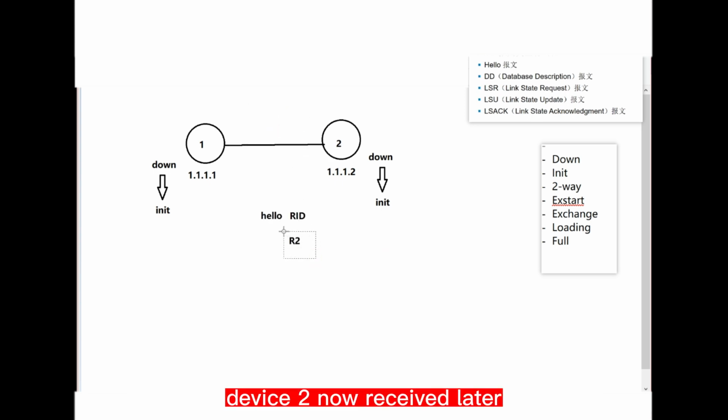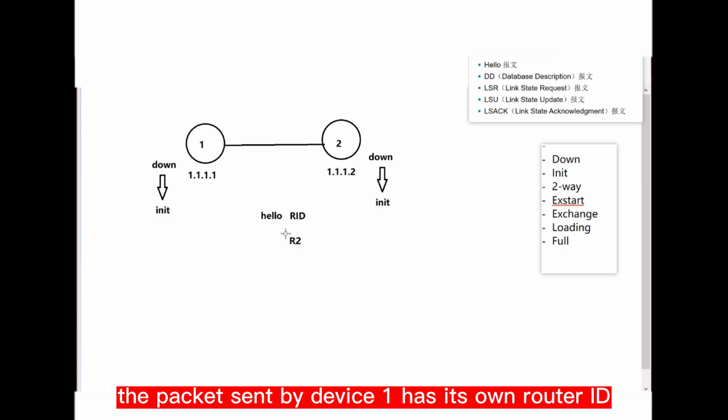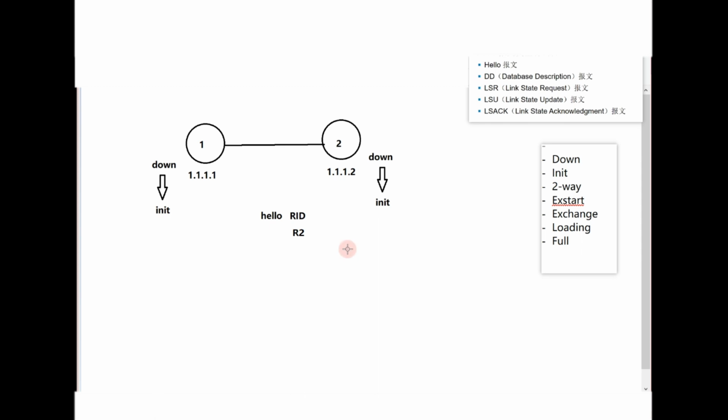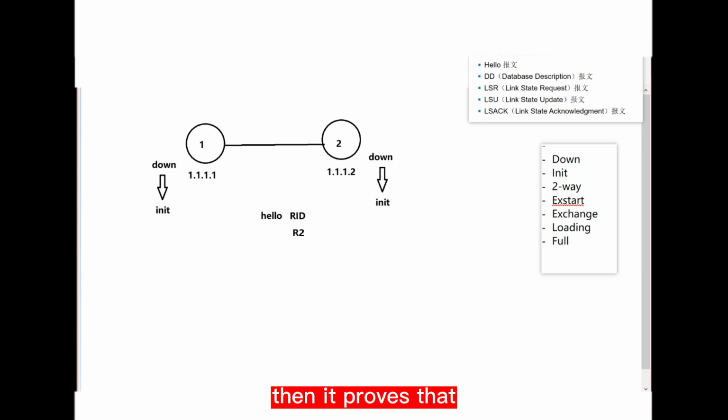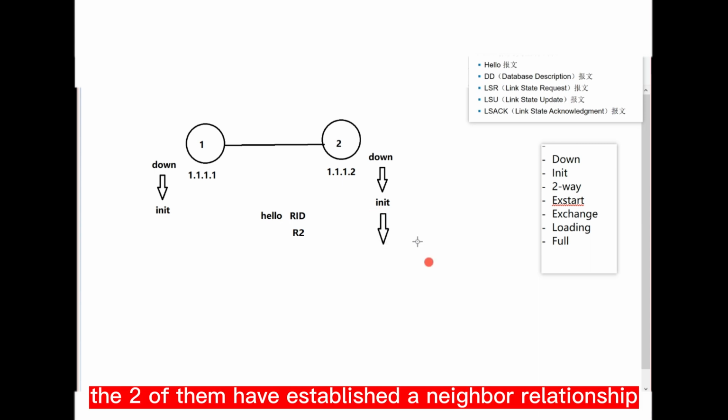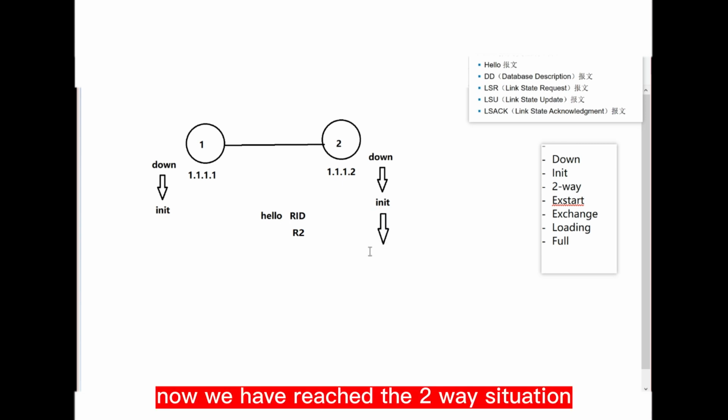Device 2 has now received it. It finds that the packet sent by device 1 has its own router ID. Then it knows that device 1 found it. Then it proves that the two of them have established a neighbor relationship. Now we have reached the two-way situation.